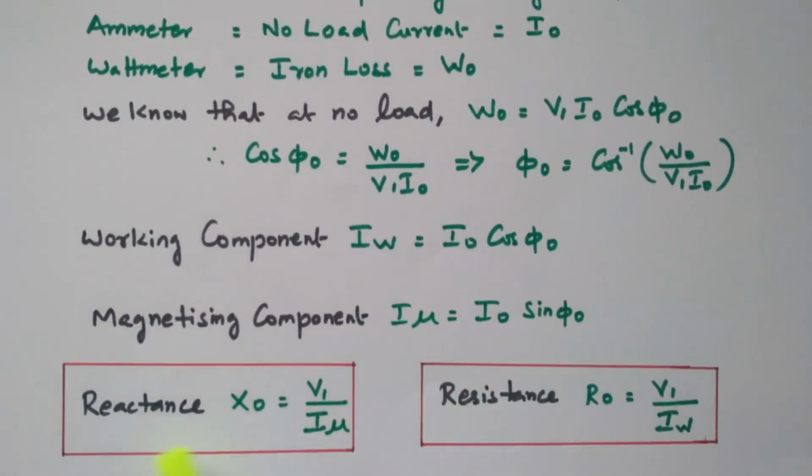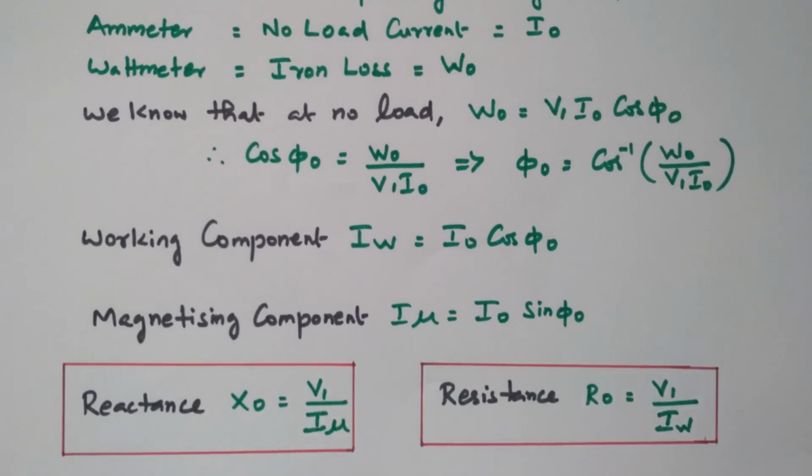From that, we can find this resistance and reactance. Reactance X naught equals V1 divided by I mu. Resistance R naught equals V1 divided by IW. IW refers to the working component and iron loss, that refers to the resistance. Both are in phase. Reactance refers to the magnetizing current responsible for magnetic flux, that is 90 degrees out of phase. So, X naught equals V1 by I mu, R naught equals V1 by IW.